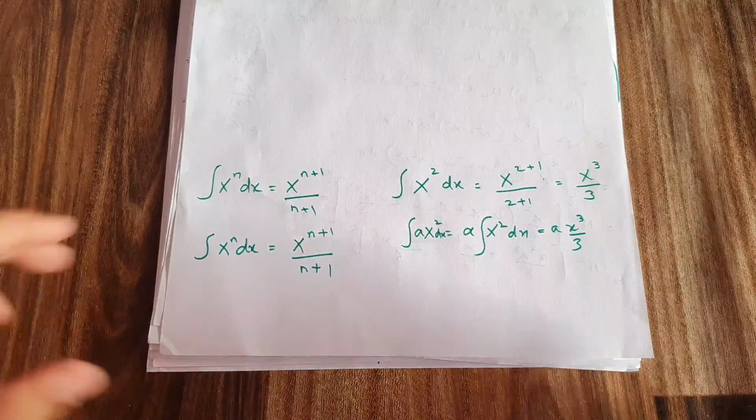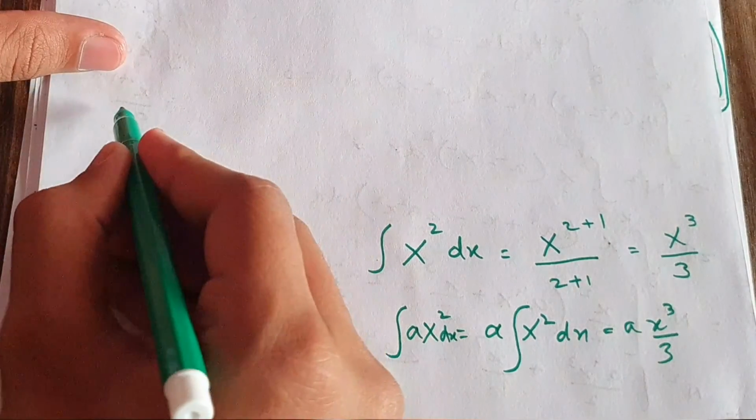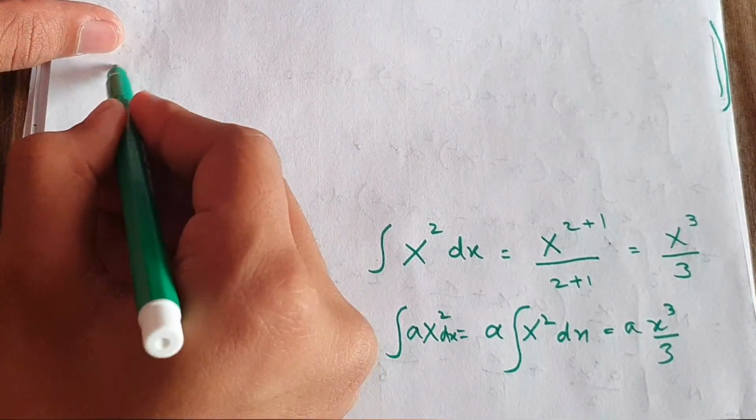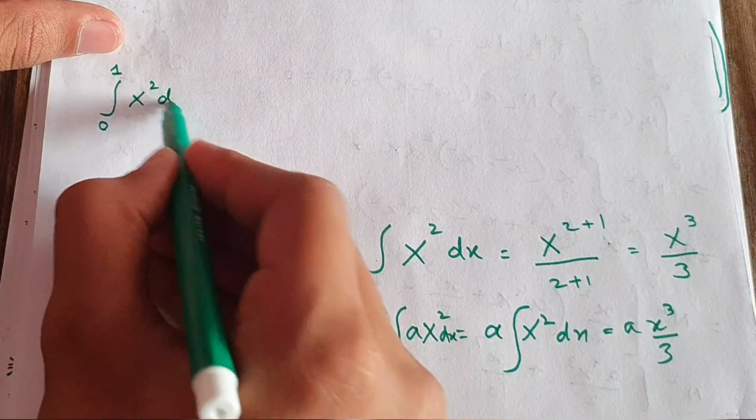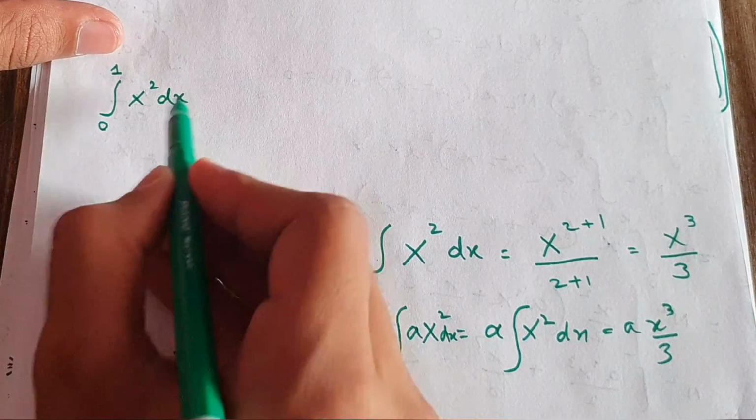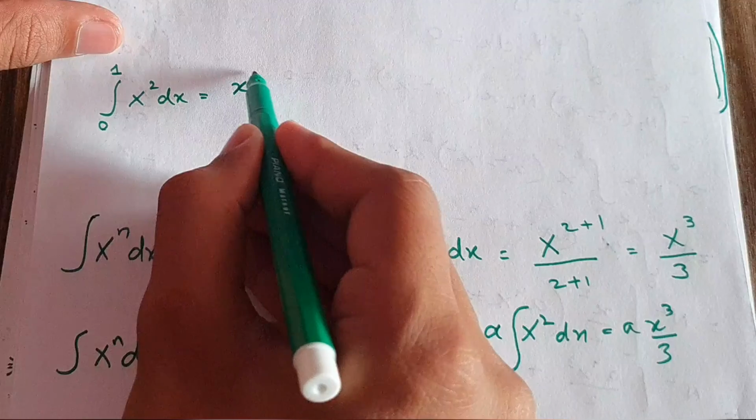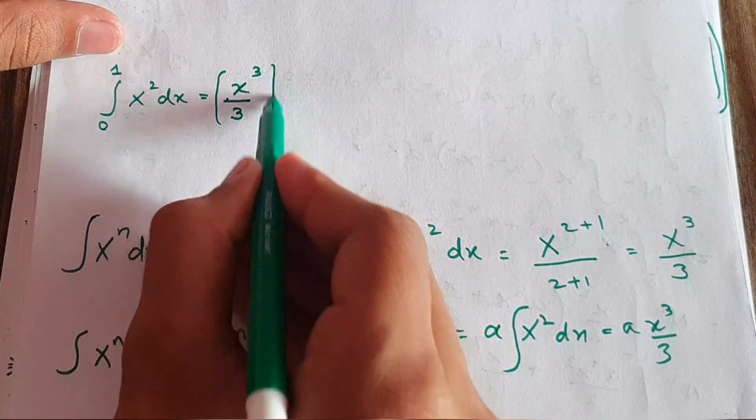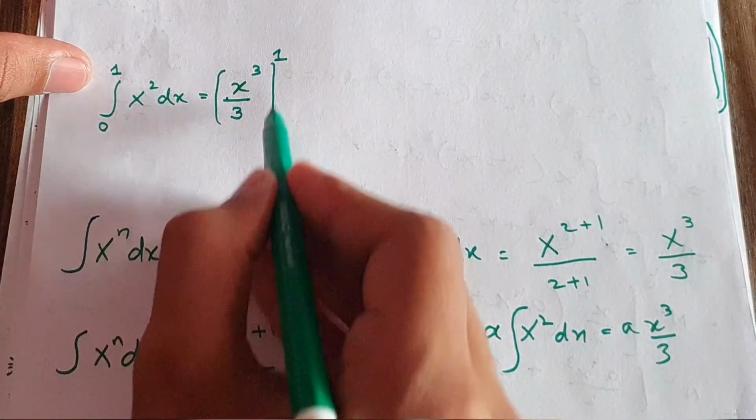So the next thing, if we are given a range, what will we do? If I am given a range from 0 to 1, and I have been given x squared dx, first of all, I will take the integration of x squared, which will come out to be x cubed divided by 3. Next, I will put a bracket and write 0 to 1 as my limits here.